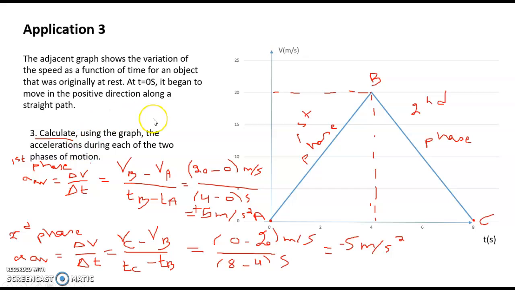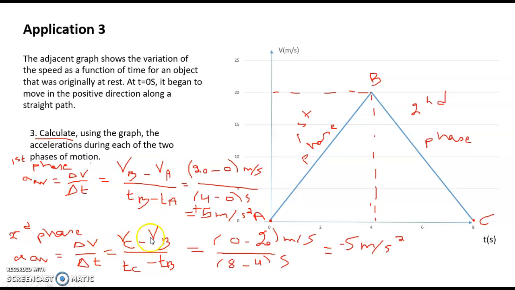Now calculate, using the graph, the accelerations during each of the two phases of motion. In the first phase, a average is delta v over delta t, v final minus v initial over t final minus t initial. The final state is B in this phase, and the initial one is A. So v_B minus v_A over t_B minus t_A: 20 minus 0 meters per second over 4 minus 0 seconds. Meter per second over second is meter per second squared, and the value is 20 over 4, which is 5. So it's positive 5, showing positive acceleration because the speed is increasing.